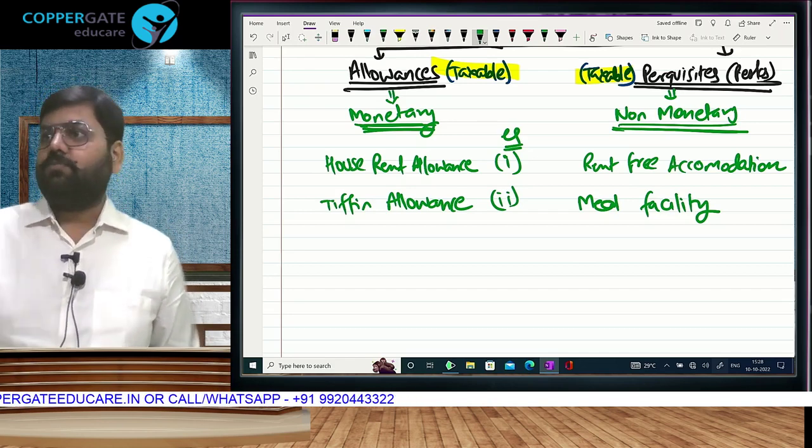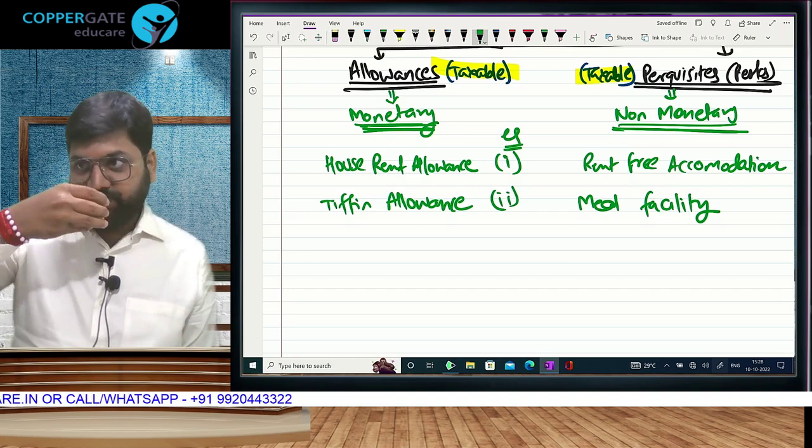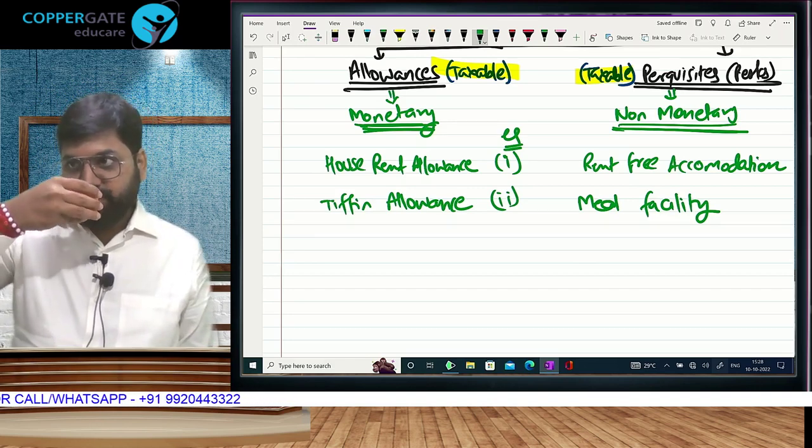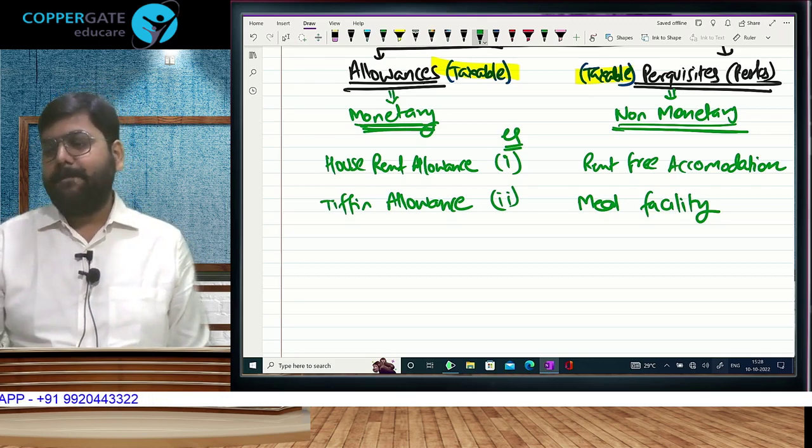Okay. But the purpose is to tax it. Because rent free or free of cost, the boss is giving free, no? Yaar, so what is the use of taxing? The government's benefit.